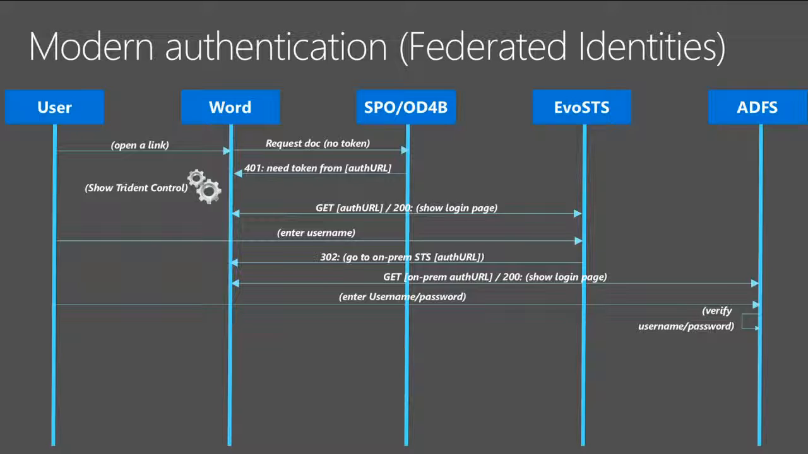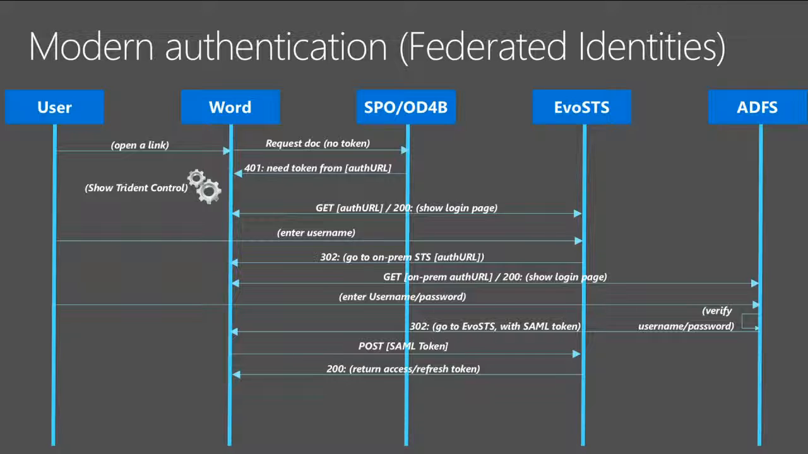ADFS will verify that username password. It's good. It's exactly what it should be. And it'll hand back an interim token. It'll say, Word, go give this back to Evo because I'm done, and yes, this is in fact user@contoso.com. Word will go back to Evo and say, here, I got this from ADFS. I think it's good. You let me know. Evo actually verifies that. It's issued by an ADFS that it knows, Contoso's ADFS, and it in turn returns two things, an access and a refresh token.